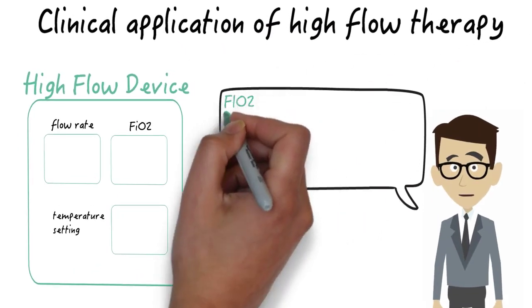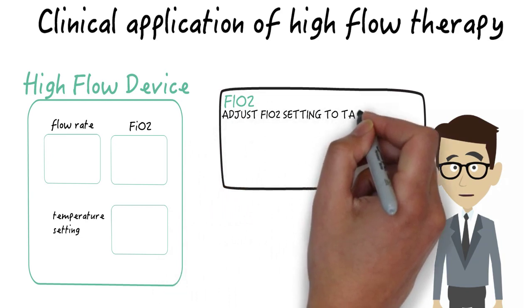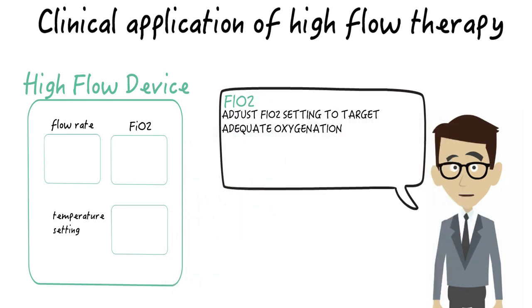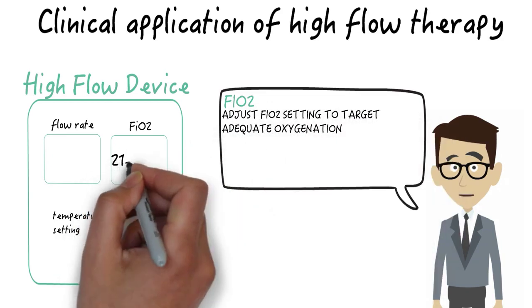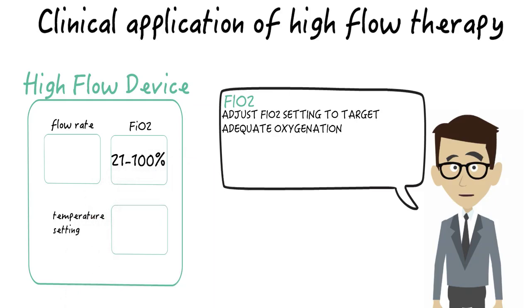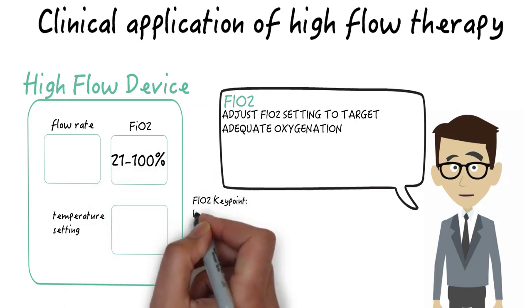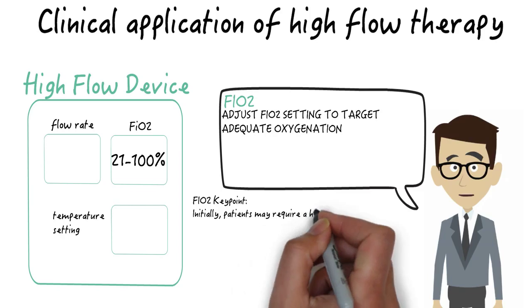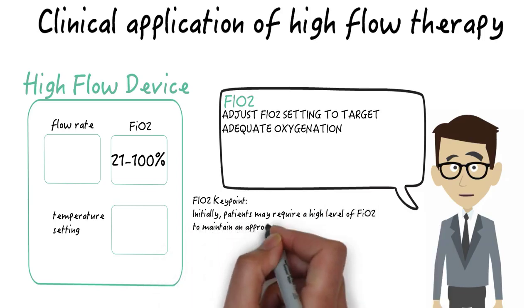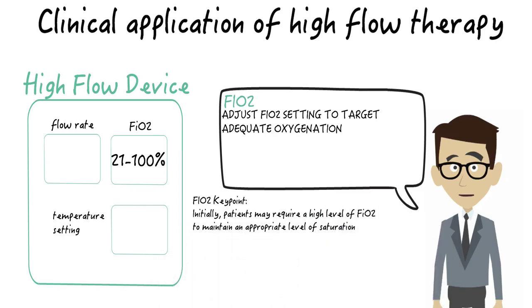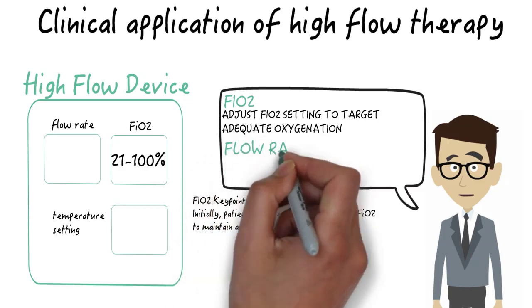Let's look at FiO2 first. This is typically adjusted to maintain adequate oxygenation. The FiO2 can be set from a level of 21% to a level of 100%. Usually, patients in acute respiratory distress who are on high flow may initially require a high level of FiO2 to maintain an appropriate saturation. Next is the flow setting.